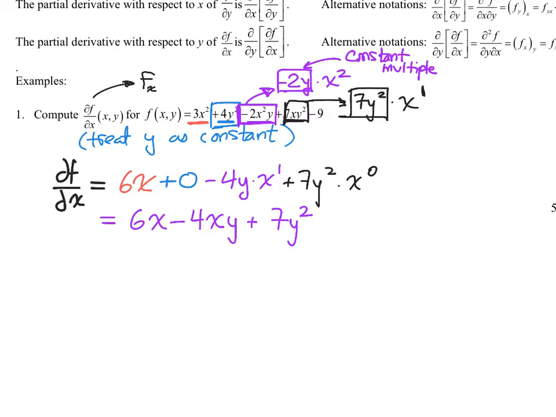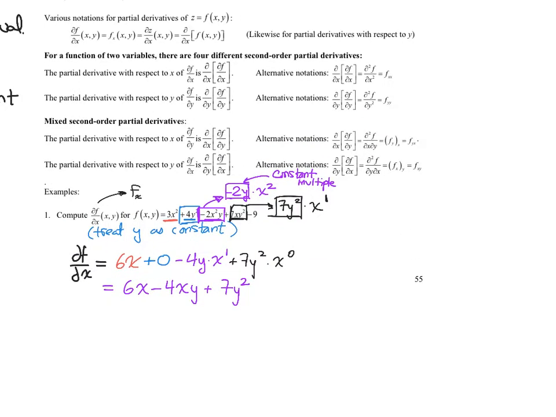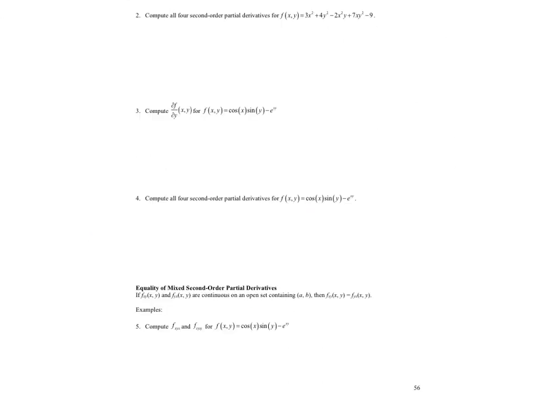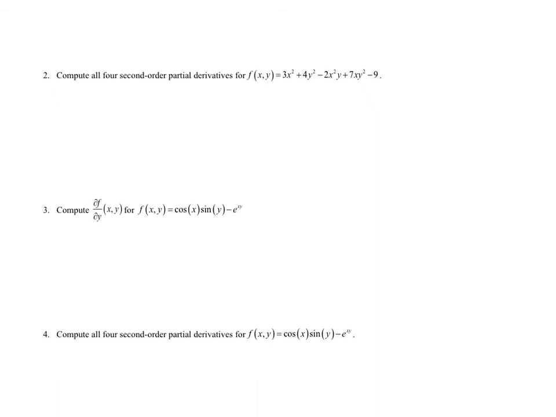All right. Now, in Calc 1, the way you would have handled that, you would have had to use implicit differentiation and product rule. That would have been crazy. Mechanically, this is not bad. All right? It's just not something that you're overly eager to do, but it could be a lot worse. Oh, speaking of worse. Compute all 4 second-order partial derivatives.